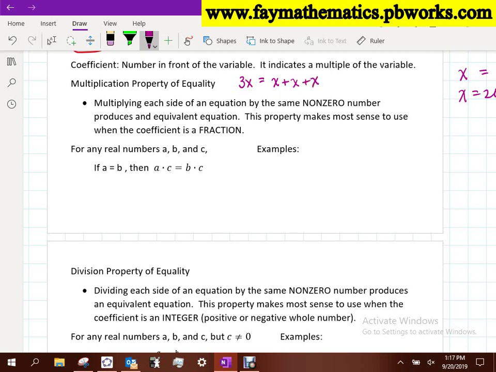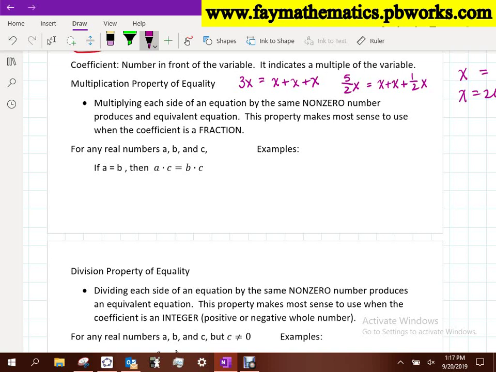If I have 5 over 2x, that's 5 halves, or 2.5x. What that means is I'm taking x plus then half of an x. Does that make sense? So that number out front is a multiplier. It tells me how many times x is being added to itself.